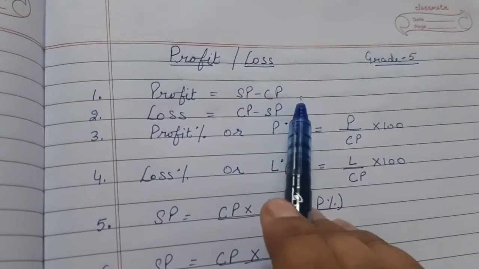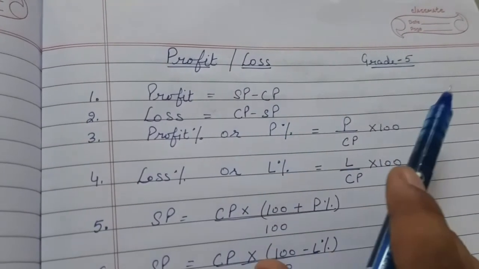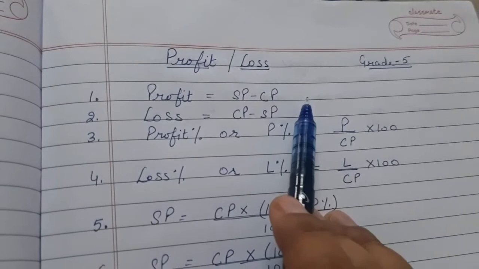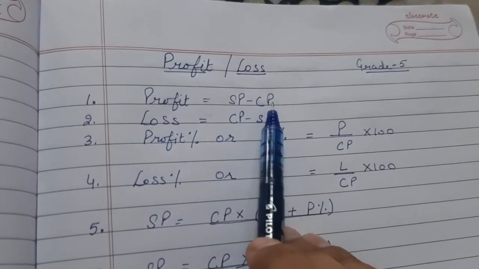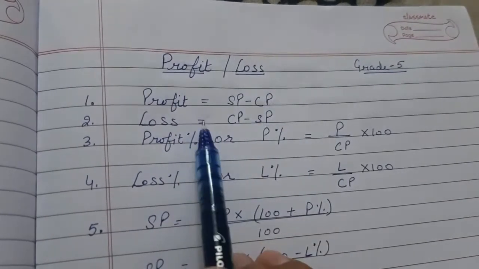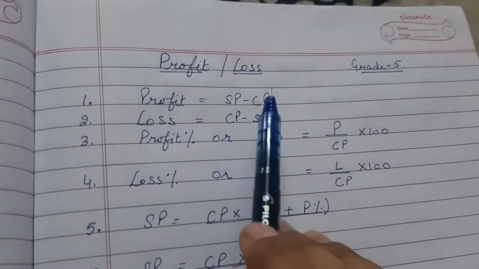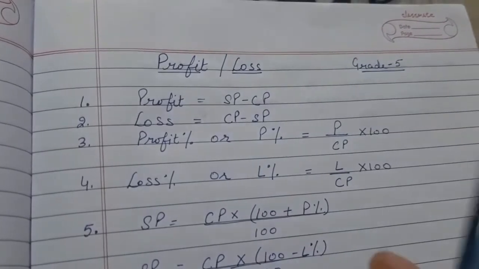Suppose if you are buying something for rupees 10 and selling it for rupees 12. So it means profit. अगर selling price greater है cost price से, then it will be a profit. Otherwise, it will be a loss. So these formulas I have discussed with you earlier.